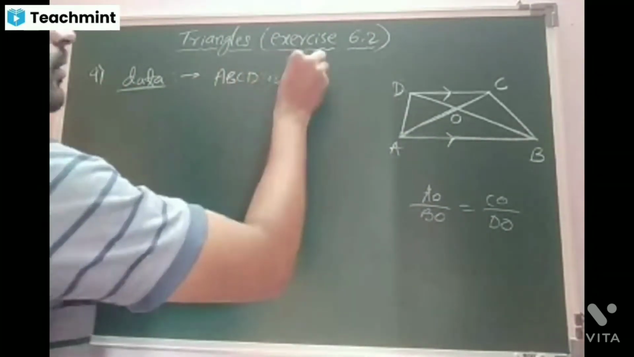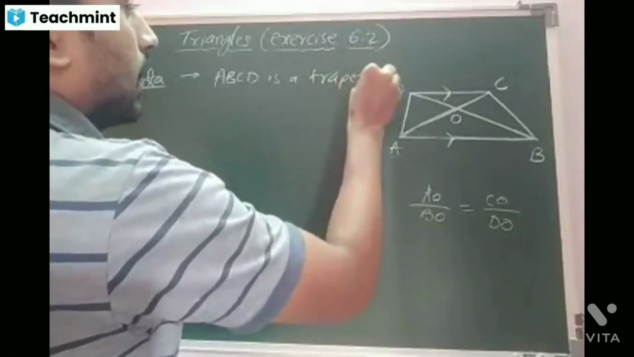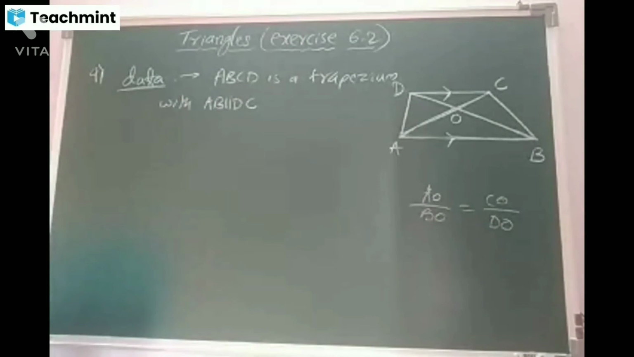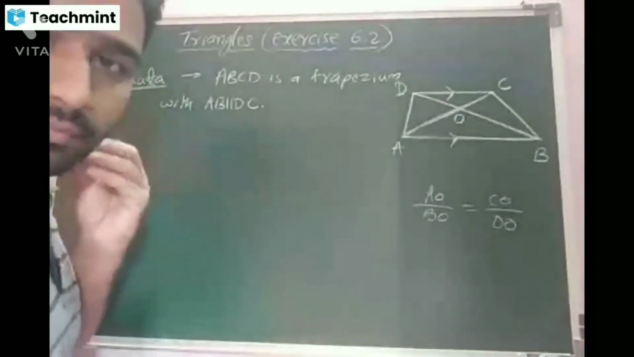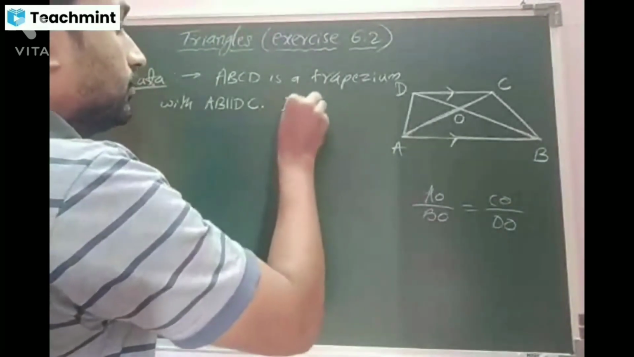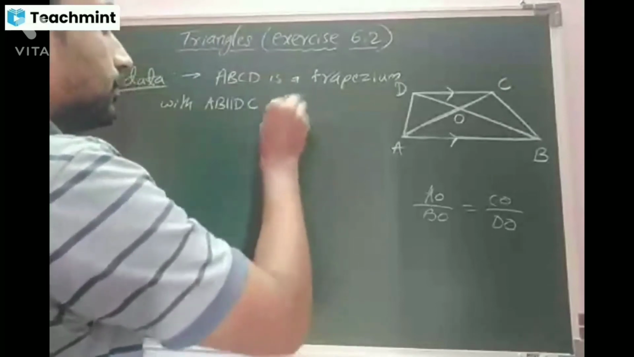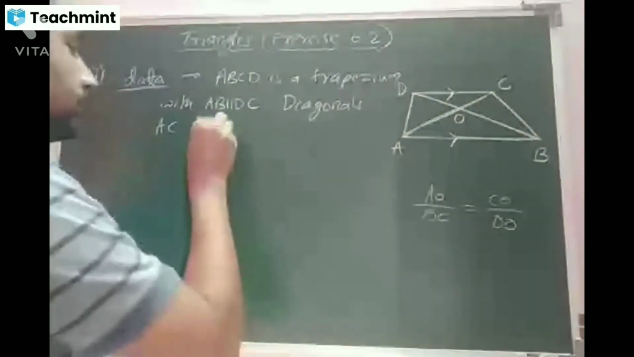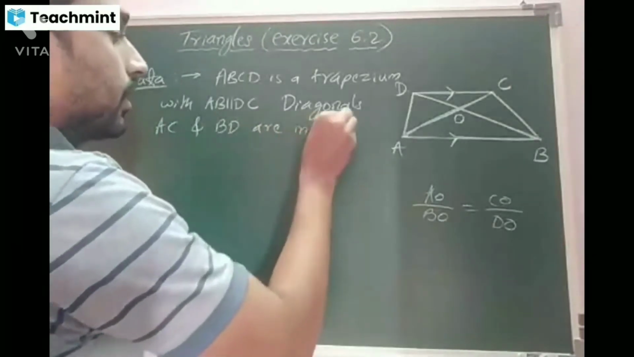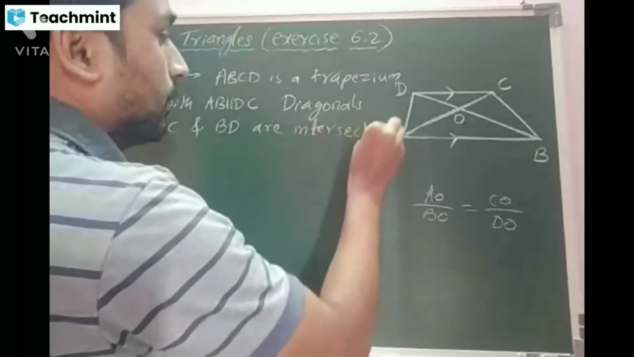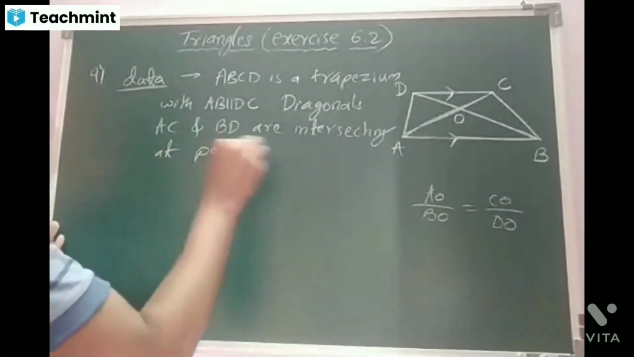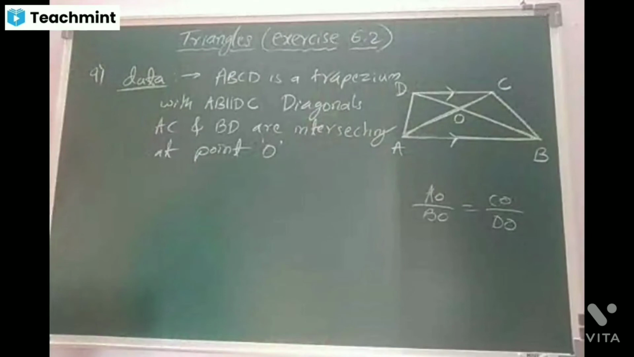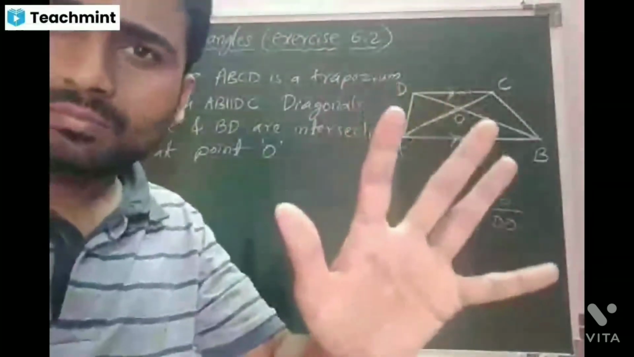Let us take ABCD is a trapezium with AB parallel to DC. Correct? Diagonals AC and BD are intersecting at point O. Is that clear, beta? Data.